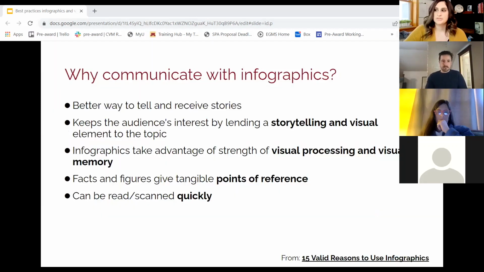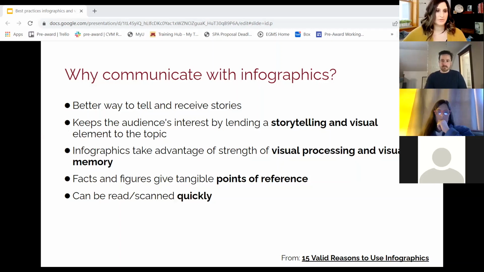It's a better way to tell and receive stories. And when I say better, what I mean by that is the effectiveness of the visual can decrease the time it takes to learn, improve the comprehension, enhance the retrieval, and then increase the retention. So it depends on what you're trying to do, but it can be a better way to tell and receive stories.